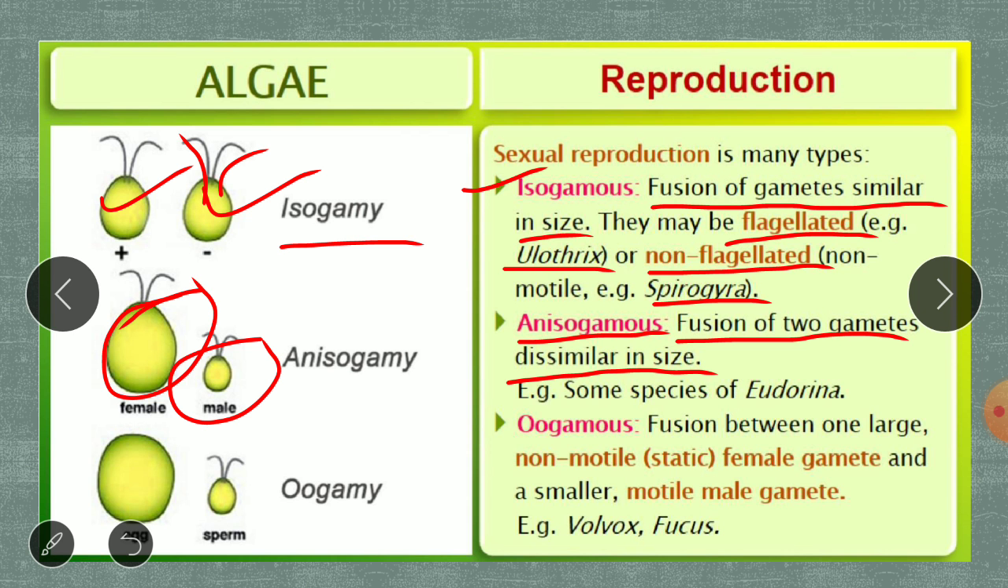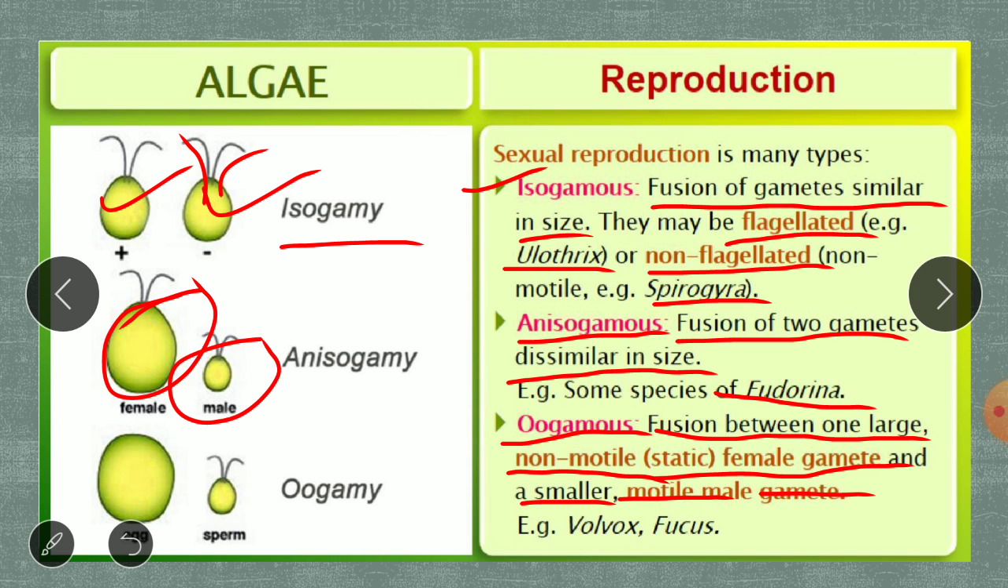An example is some species of Eudorina, a type of algae. Then the third type is oogamous. Oogamous is the fusion between one large non-motile, static female gamete and a smaller motile male gamete.